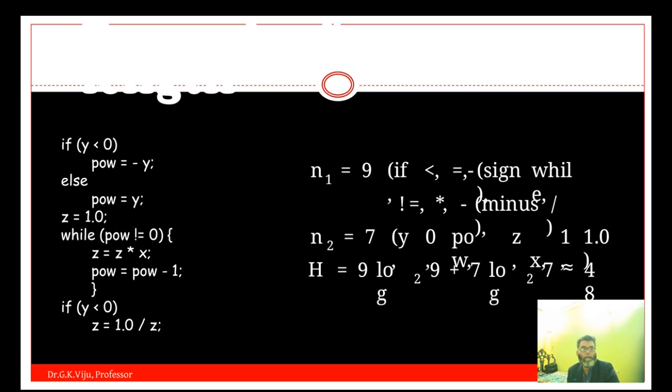So small n1, that is number of distinct operators, like if, less than, equal, minus sign, not equal, star, and minus, etc. n2 equal to 7: y, 0, power, z, 1 and 1.0. H equal to 9 log 2 9 plus 7 log 7 to the base 2, which is equal to 48.